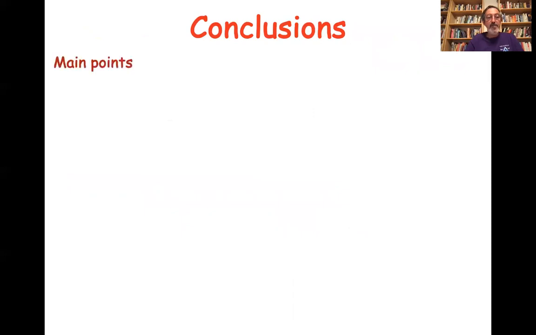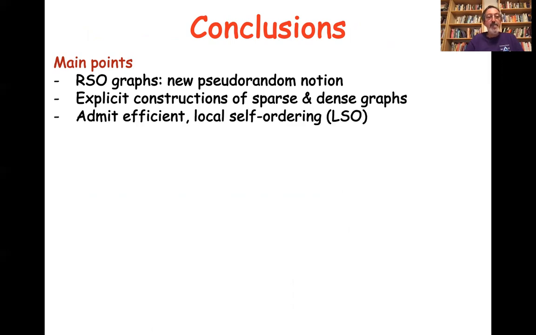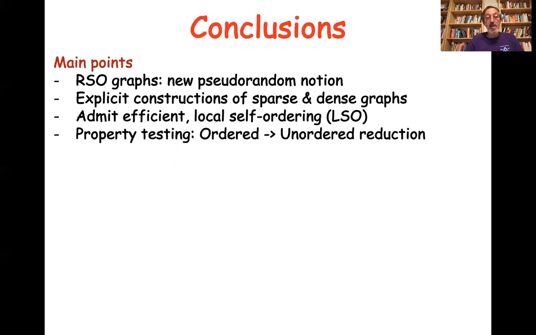Let me conclude. The main points, we gave a new definition of a pseudo-random object, RSO graphs. We showed explicit constructions, both in the sparse and dense case, and turns out in the intermediate cases as well. These constructions also admit local self-ordering, which is critical to the application in property testing. And we have a general reduction from ordered to unordered structures that we can use to import results from the ordered setting to the unordered setting.